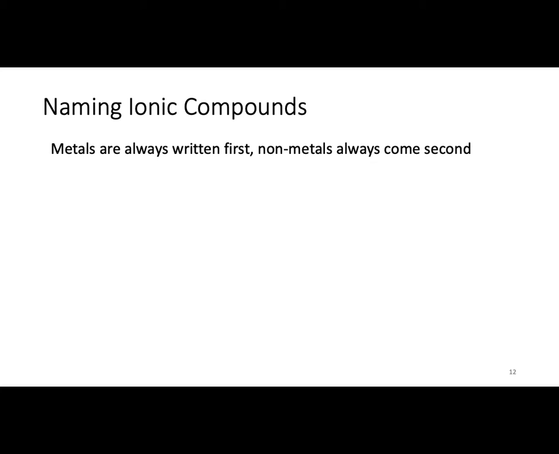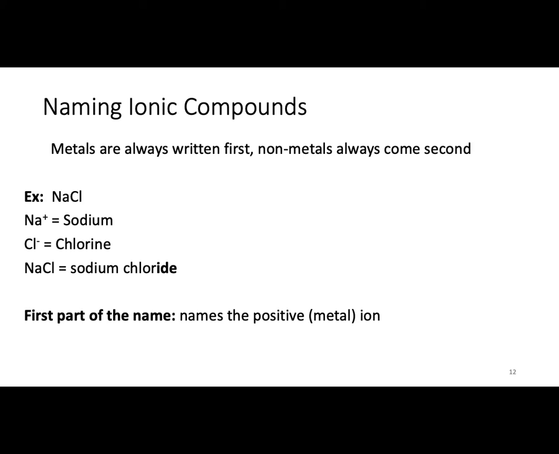When we write the name of an ionic compound, metals are always written first and non-metals always come second. So for example, here's NaCl. We're going to look at our periodic table and see that Na is sodium, Cl is chlorine. So its name is sodium chloride. So here's the tricky thing to remember.